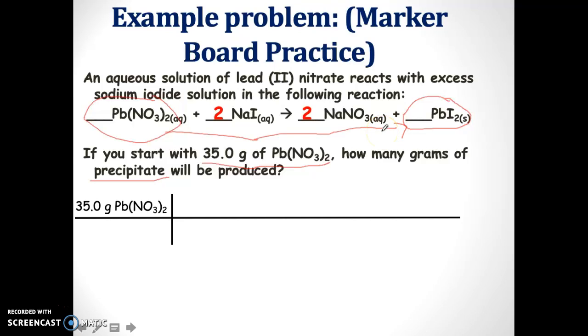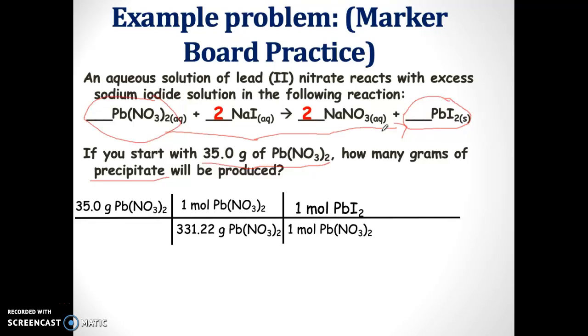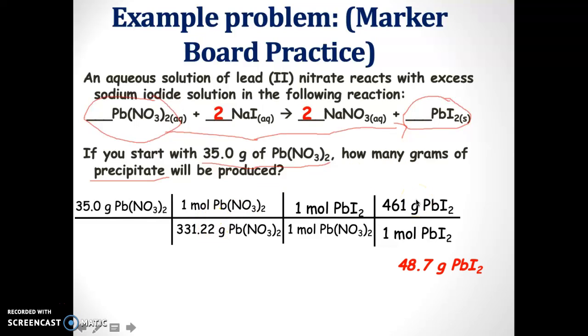So I'm going to start with my 35 grams of lead nitrate, the molar mass going on bottom, 1 mole on top. Then I cross the mole bridge, 1 mole of lead nitrate on bottom, 1 mole of PbI2 on top, and then I go back to grams, but I use the molar mass of PbI2 on top. So I hopefully divided and multiplied, and I got an answer of 48.7.